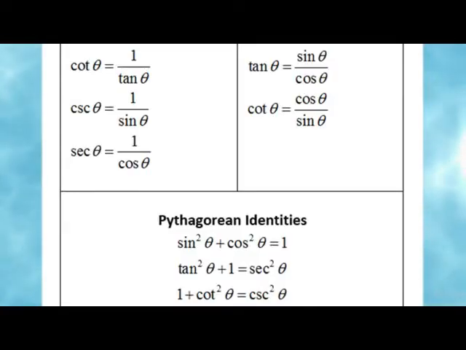This is some of the trigonometric identities. Cotangent theta equal to 1 per tangent theta. Cosecant theta equal to 1 per sine theta, secant theta equal to 1 per cos theta. Tan theta equal sine theta per cosine theta, and cotangent theta equal to cosine theta per sine theta. And then there is sine squared theta plus cosine squared theta equal to 1, tan squared theta plus 1 equal to secant squared theta, and 1 plus cotangent squared theta equal to cosecant squared theta.